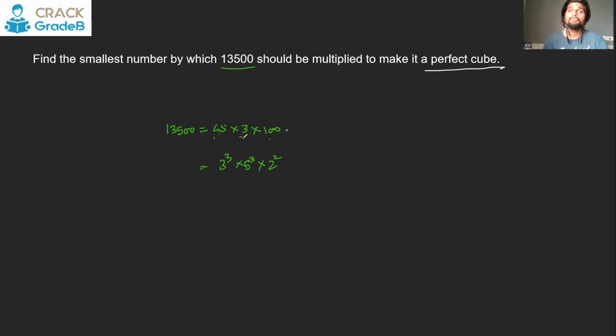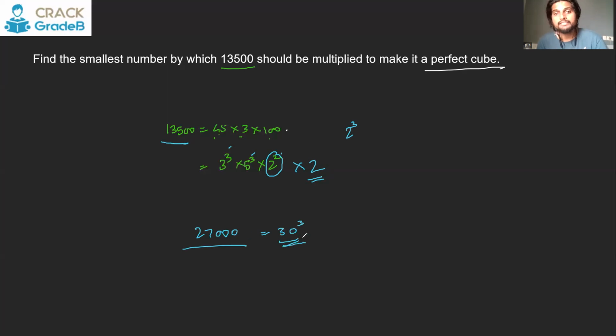A number is a perfect cube if all the powers of all the primes are multiples of 3. This is a multiple of 3, yes, this is a multiple of 3, but this is not yet a multiple of 3. So to make it a multiple of 3, that means to make 2's power 3, we'll have to multiply one more 2 into it. Once we multiply 2 into it, it becomes 27,000, which is a cube of 30. So it will become 30's cube once we multiply 2 into it. So the answer is 2, the smallest number to be multiplied. Let's see the next one.